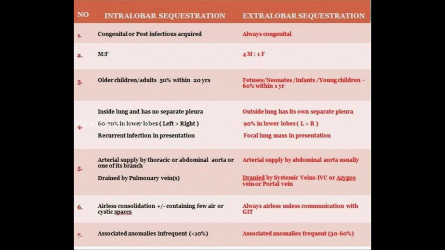Now we'll go to the extralobar sequestration. It is always congenital, and males are more affected, like 4:1. Fetuses, neonates, infants, or young children will be affected, usually within 1 year, and it is outside the lung with its own separate pleura, and 90% again in lower lobes, left being more affected than right, and focal lung mass is the usual presentation. Arterial supply is from the abdominal aorta and it is usually drained by systemic veins, either IVC or azygos and portal veins, and it is always airless unless there is communication with the gastrointestinal tract. More frequently associated anomalies might be there.